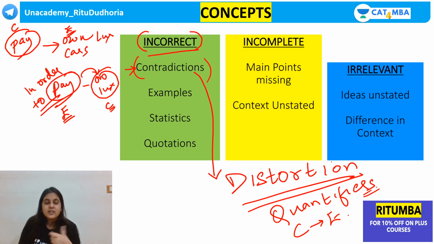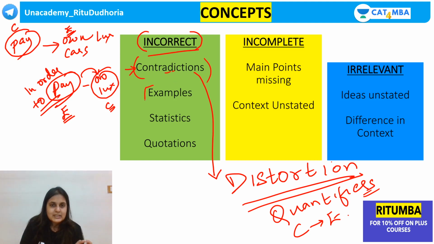What are quantifiers? Words like some, any, more, most, many, all, few, less, all of these words. Whenever you come across such a word, become cautious. See if the passage tells you that this is the only reason why this is happening. Check once. Be careful when you come across quantifiers and cause and effect relationships. The original intent of the passage should not be distorted. So an option is incorrect if there are contradictions.